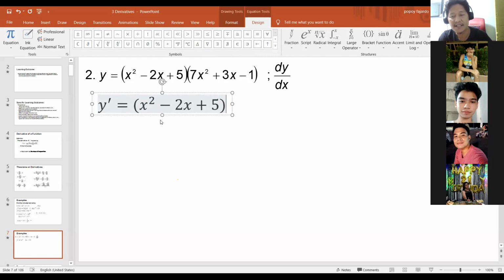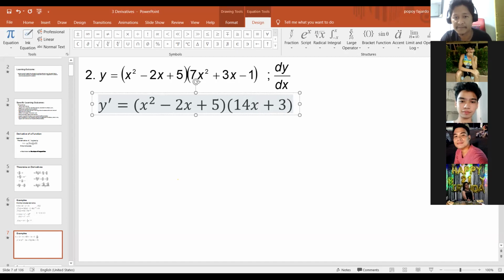And then, next is multiply natin dun sa derivative ng pangalawang factor. So, yung pangalawang factor ay 7x squared plus 3x minus 1. So, ang derivative na 7x squared, that would be 2 times 7. 2 times 7 will be 14, right? And 14 then x to the minus 1, so magiging x to the 1 na lang siya, or x, right? And then ito naman, x lang plus 3. Tama? And then ito, 0 na lang yan. So, hanggang dyan na lang.